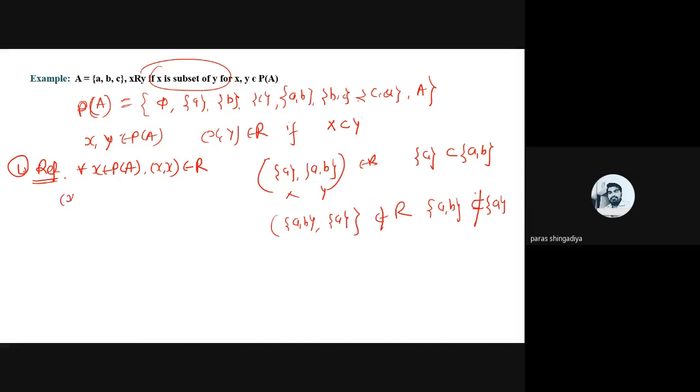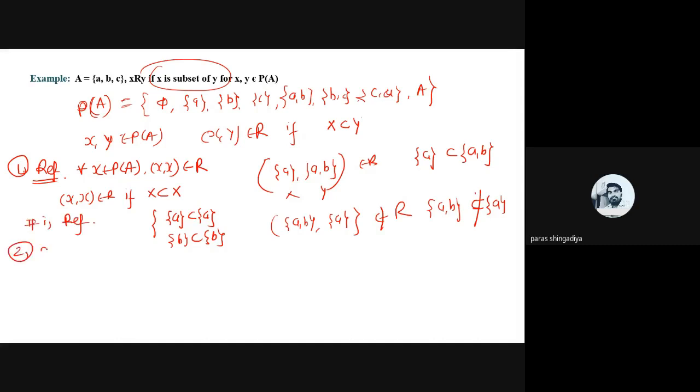So when we say (x, x) belongs to R, it is if x is a subset of x. x should be a subset of x, and it is true for every element x belonging to P of A. For example, singleton {A} is a subset of {A} itself. Any set is always a subset of itself. Every set is a subset of itself. So {A} is a subset of {A}, then {B} is a subset of {B}, {A, B} is a subset of {A, B}, the empty set is a subset of the empty set, {B, C} is a subset of {B, C}, so it will be true. So x is always a subset of x, and therefore it satisfies the reflexive condition. So it is reflexive.